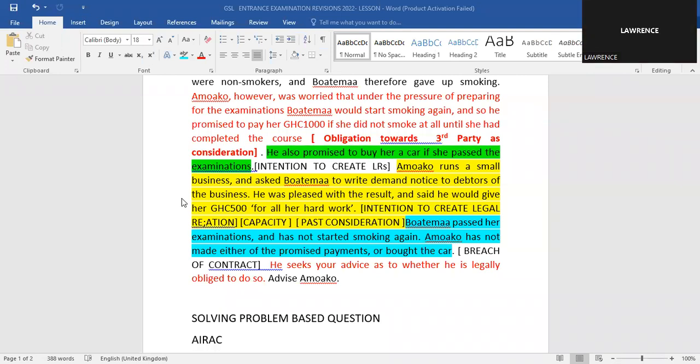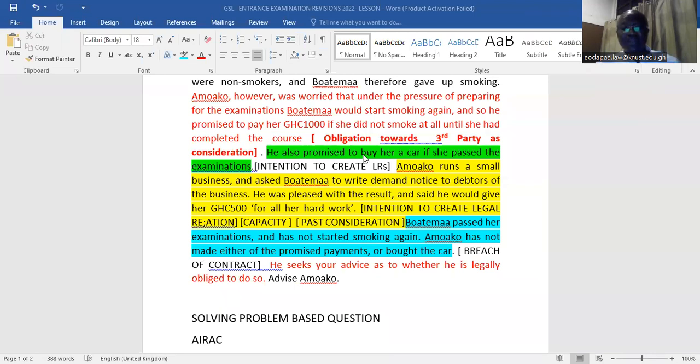Yes, I think the exception applies because the father specifically asked her to write the demand notice to the debtors of his company. Okay. That is, Amoako specifically requested Boatemaa to write the demand notices. So you think that that brings it within Lampley and Brightwit? Exactly. Okay. All right, so I think that should be enough for consideration.